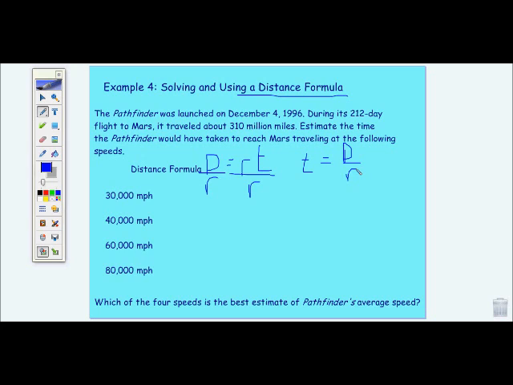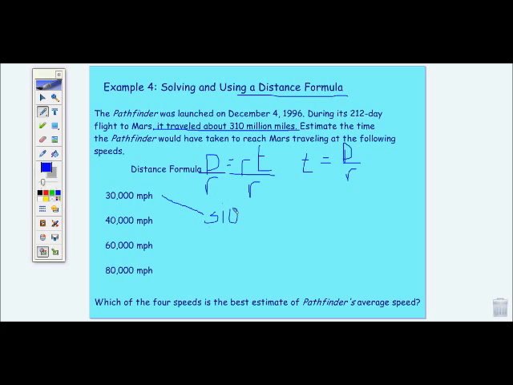Now I'm going to plug in the information I have in the story problem. The distance traveled was 310 million miles, and the rates are 30,000 miles per hour for the first one, 40,000 miles per hour for the next, and so on. For each one of these, I'm running out of room here, so I'm going to show you the 30,000 one, and I think you can follow from there.